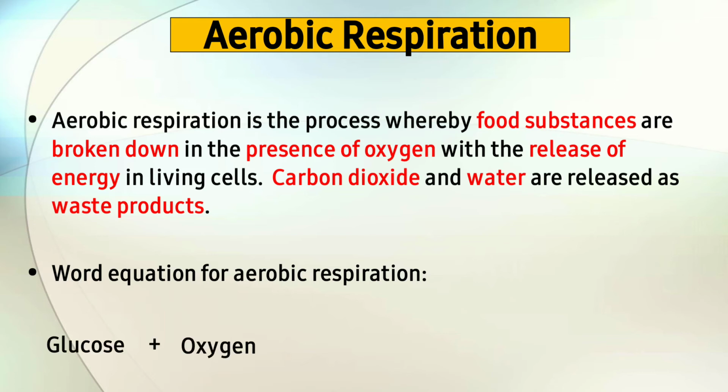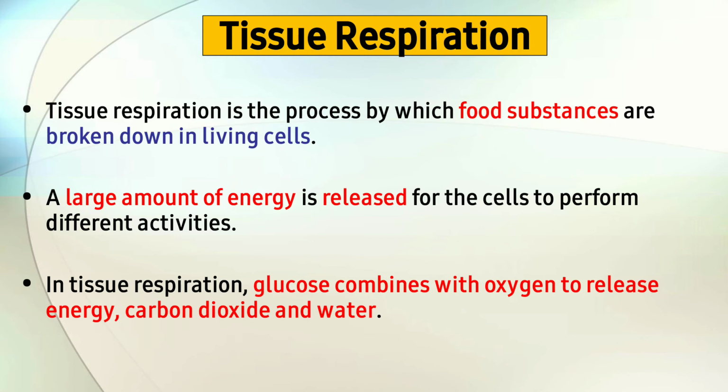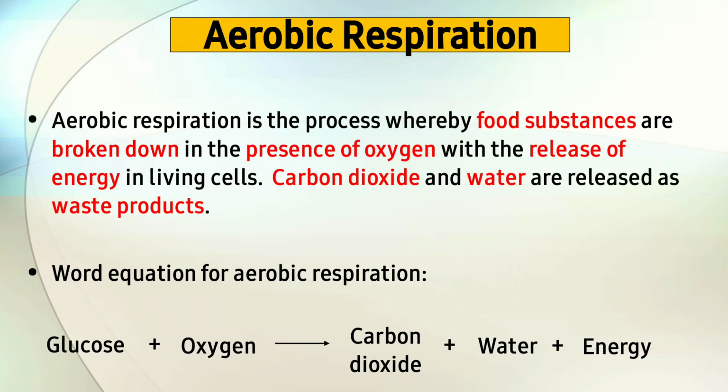Now we are seeing the word equation of aerobic respiration. This is the glucose. The combination means glucose plus oxygen forms carbon dioxide, water and energy. This glucose is broken down in the presence of oxygen, and it releases carbon dioxide, water and energy. These are the waste products of aerobic respiration. All of you understand this equation of aerobic respiration.